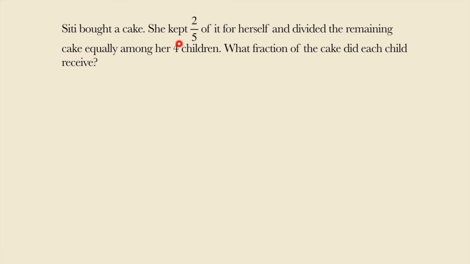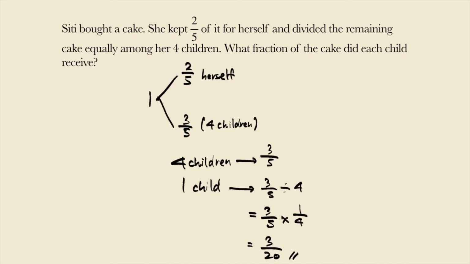Siti bought a cake. She kept 2/5 for herself and divided the remaining. Hang on. If 2/5 was kept for herself, what's the remaining? 3/5, isn't it? And the 3/5 will be shared among her 4 children. What fraction did each child receive? So if 2/5 was kept for herself, 3/5 must be for her 4 children. So I'm going to form an equation here. 4 children must represent 3/5 of the cake.